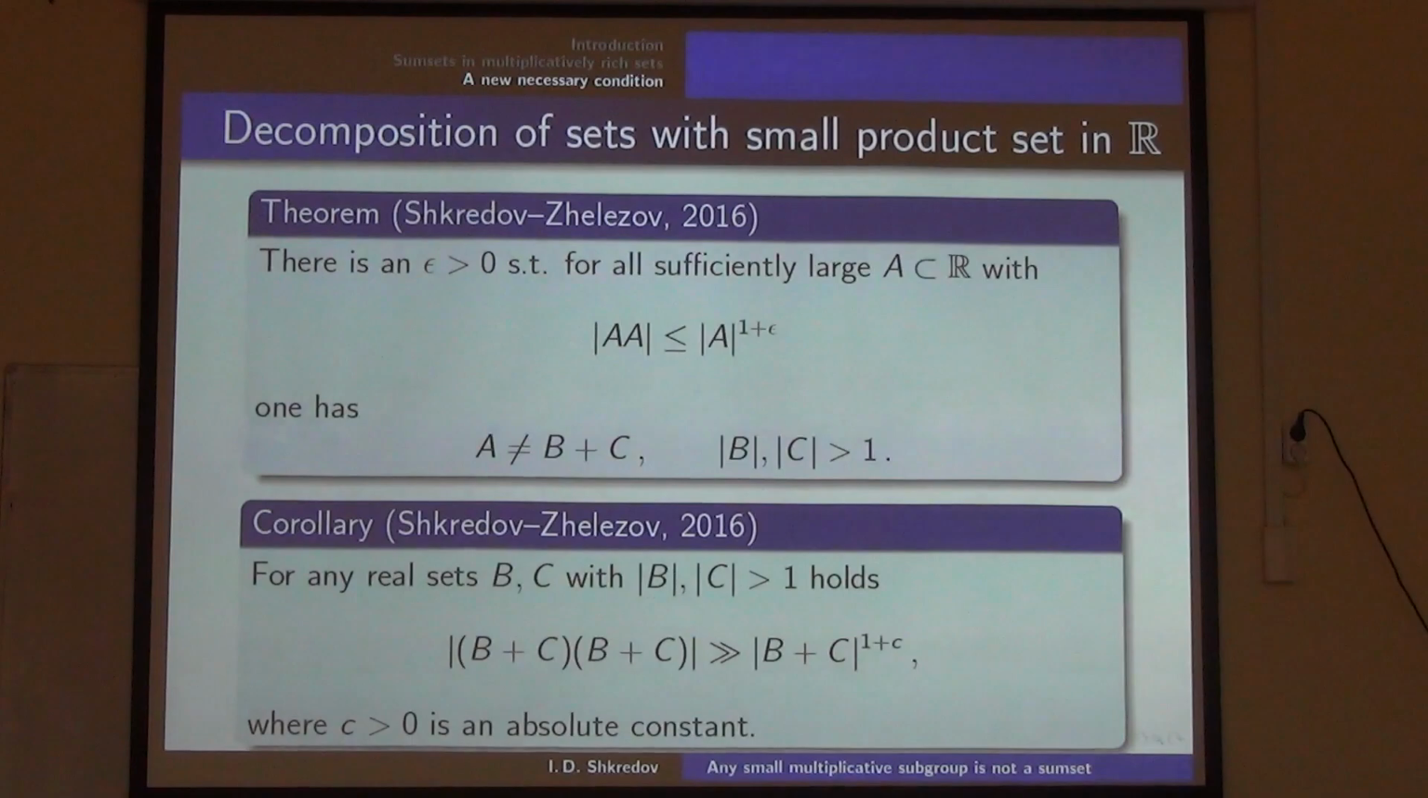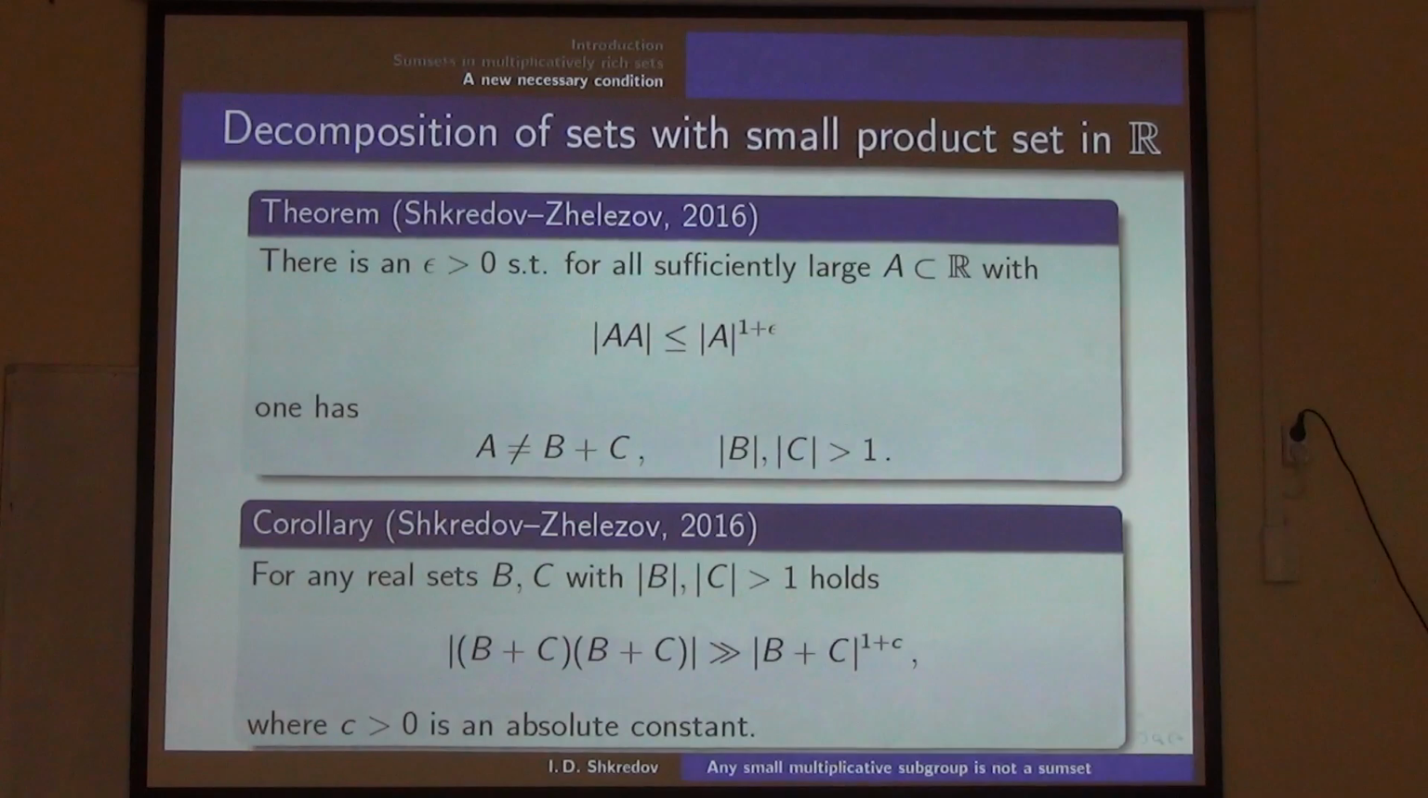Why is this a corollary? I mean, this is a very weak corollary of your wonderful result. So why do you state it like that? You could say B plus C plus D times B plus C plus D is actually greater than B plus C plus D. I mean, okay, the first result is so much stronger than the corollary. Yeah, but it's implied. Okay.